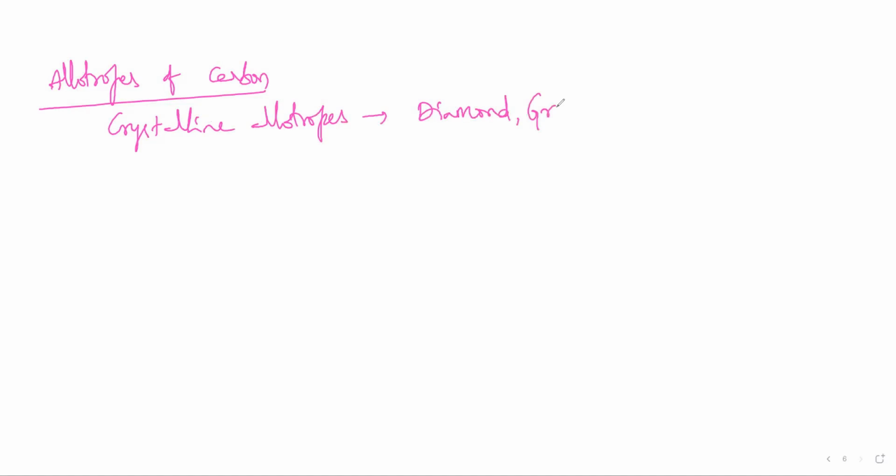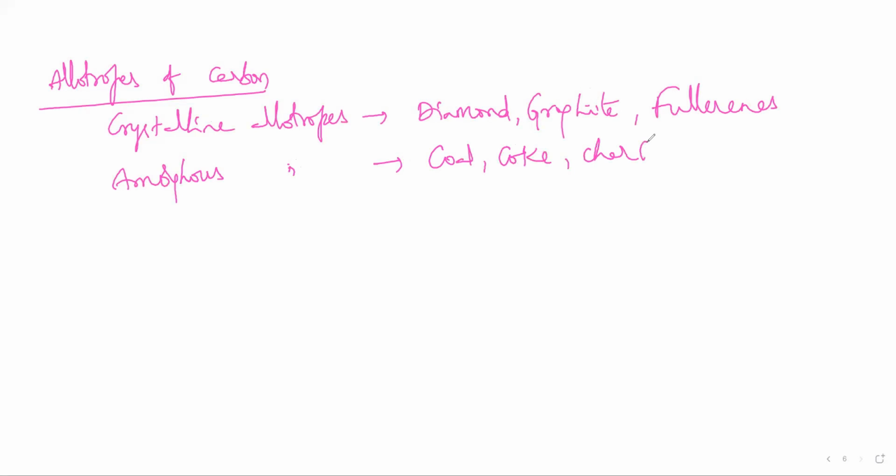Then allotropes of carbon. So crystalline allotropes: diamond, graphite, fullerenes. Amorphous allotropes: coal, coke, charcoal. All these are amorphous allotropes, right?